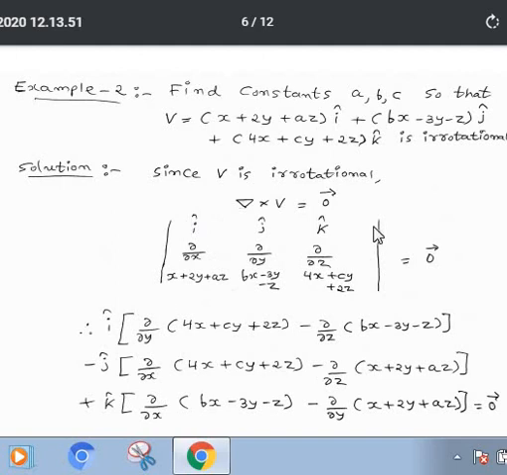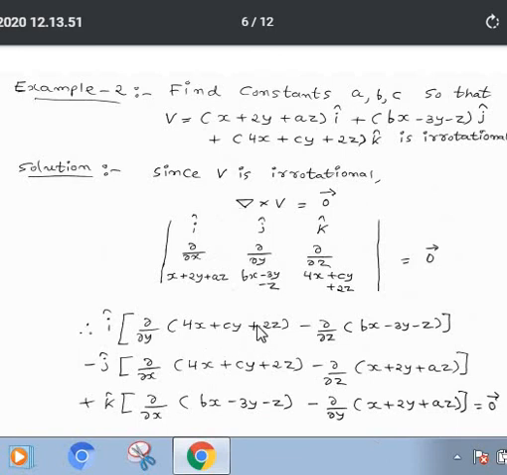Now we have to find this determinant, that is i cap times del by del y of 4x plus cy plus 2z, minus del by del z of dx minus cy minus z, minus j cap times del by del x of 4x plus cy plus 2z minus del by del z of x plus 2y plus az, plus k cap times del by del x of dx minus cy minus z minus del by del y of x plus 2y plus az, that is equal to the zero vector.